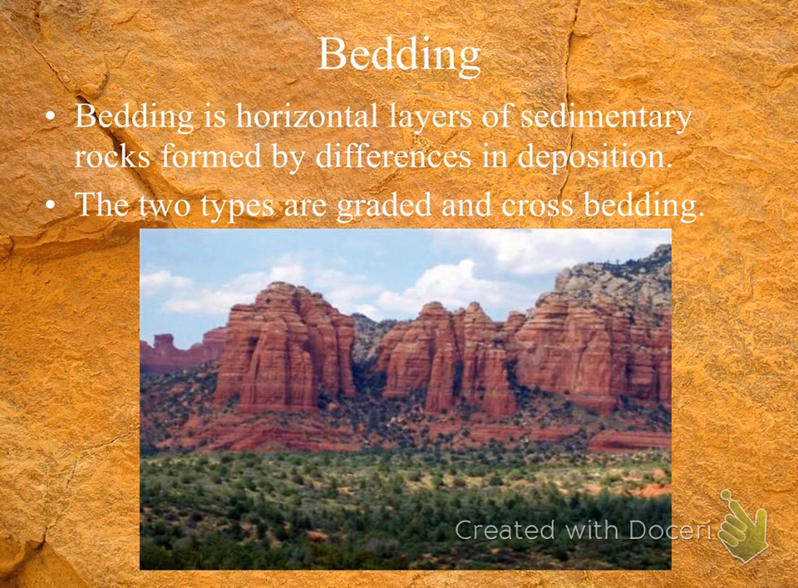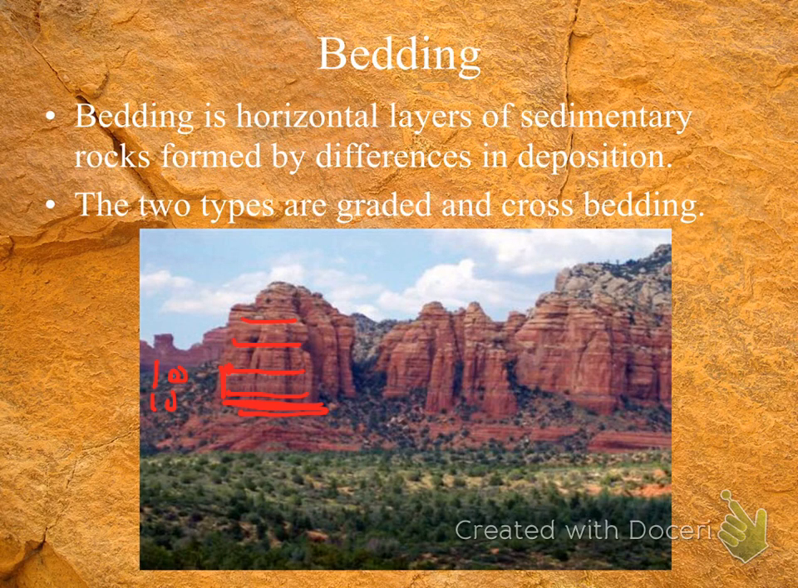Finally, bedding. Bedding is horizontal layers of sediment that formed by differences in deposition. There are two types, graded bedding and cross bedding. This would be an example of graded bedding in the picture here. Basically, this happens over millions and millions of years. Each one of these layers is deposited in a different time period. So maybe this time period here represents 10 million years. This time period of deposition might be 100 million years. So this stuff right here was deposited over the course of 10 million years, and so on and so on.